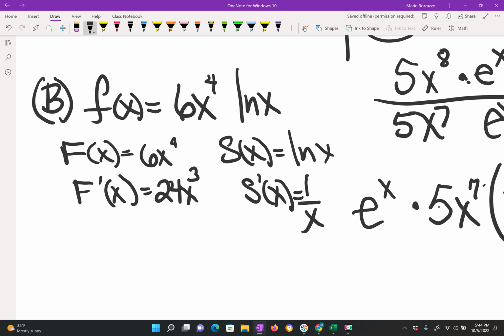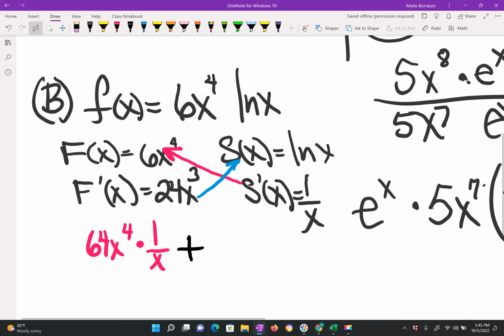1 over x. Good. So we're going to cross multiply this and this. I'm going to color code it so you can follow a little easier. So the first term is 6x to the 4th times the 1 over x plus the second term is simply the natural log of x times the 24x to the 3rd. That's what we have so far.